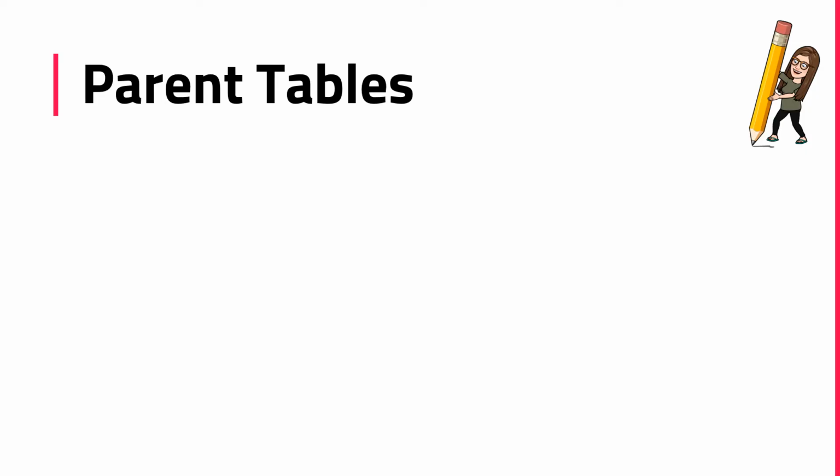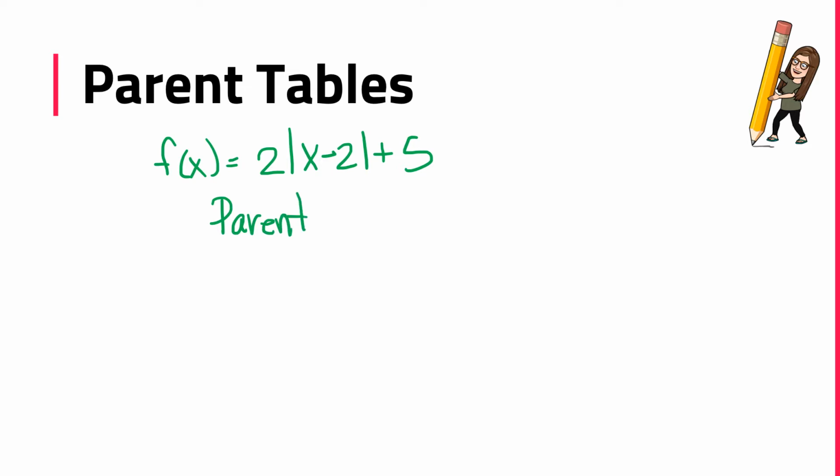Now, this is not on your foldable, but I need to address the idea of a parent table. We've talked about a parent function, right? So let me jot this down. You don't have to write this part down, but if I give you this function, let's say, and we worked on this before, the parent function of that is take away all the moves, right? What's the bare bones of this function? The bare bones is this is an absolute value of x function, right?